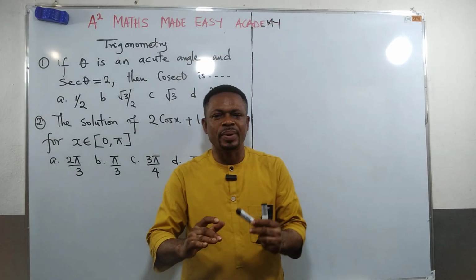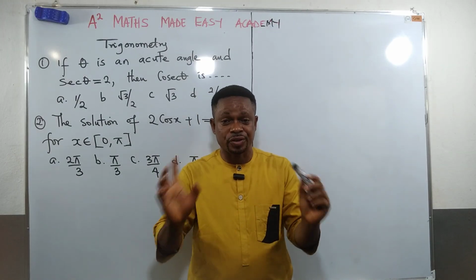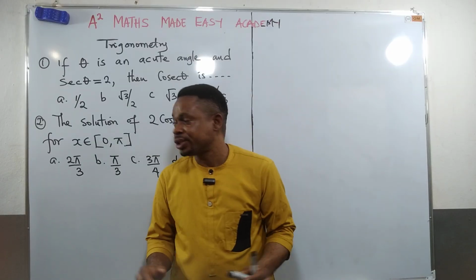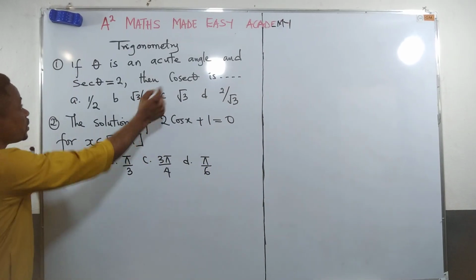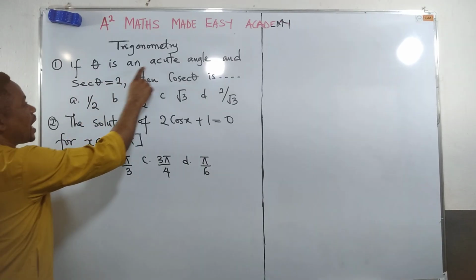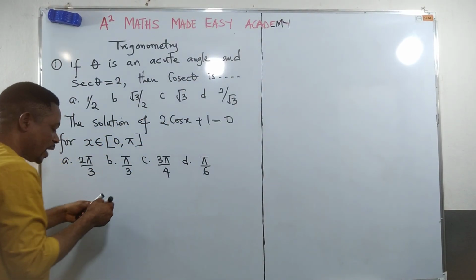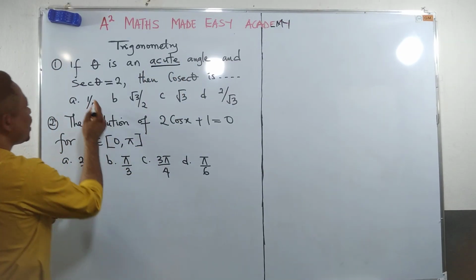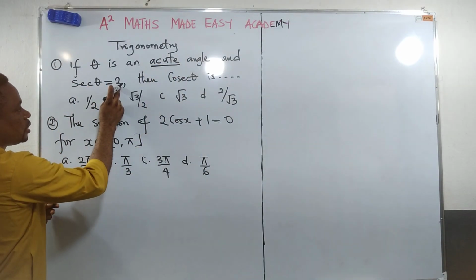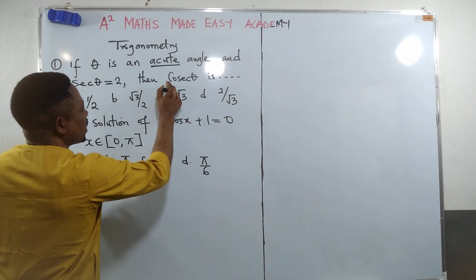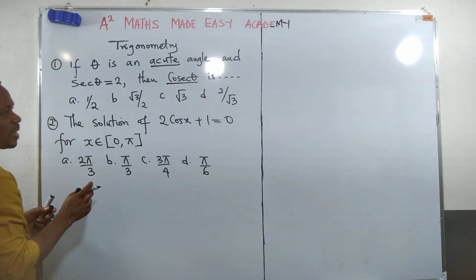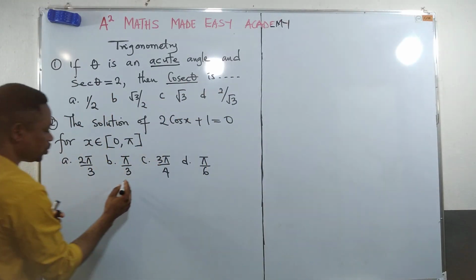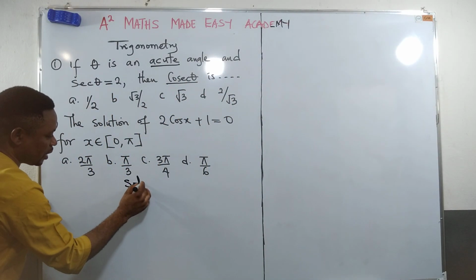I am still talking about the phase of trigonometry, still trigonometry 1. I want you to observe this question also. Now watch this. The question number 1 says, if theta is an acute angle, underline the word acute, and sec theta is 2, then cosec theta is dash. Don't forget this from my last video. Let's take it one after the other.